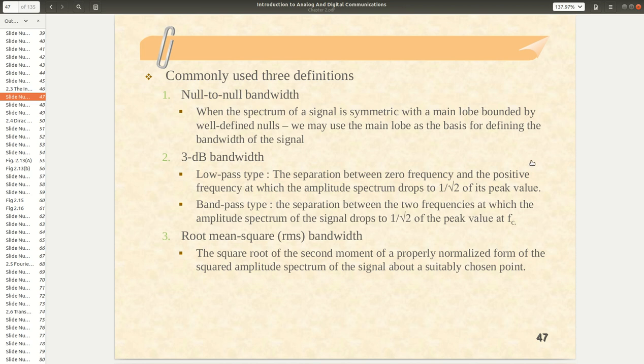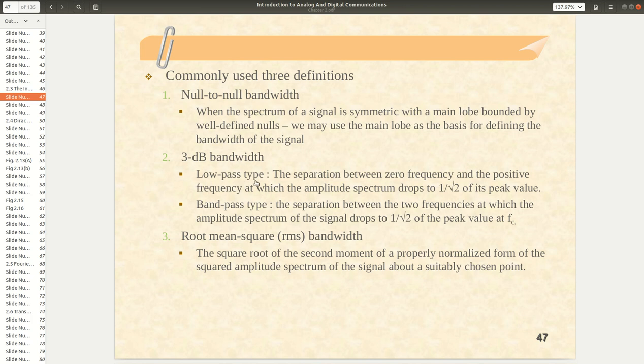The third is the root mean square bandwidth, which is the square root of the second moment of the normalized form of the squared amplitude. You take the amplitude, take its square, take the mean of all these points, and then take the root. So this is the RMS. We will come later to the mathematical notations, but this is here for the notation.